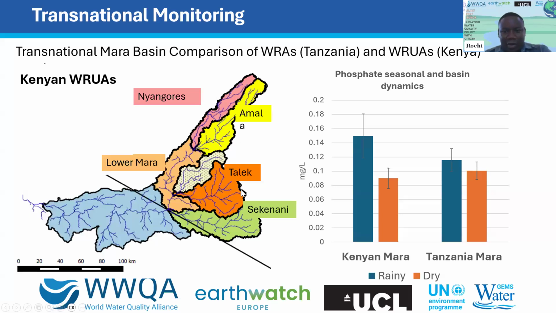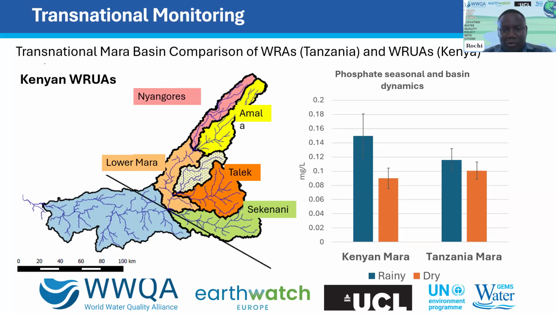So in transitional monitoring, we can now see the comparisons between the upper side and the lower side of Lake Victoria, the upside and the downside of the Mara River Basin. You can see the phosphate seasonality and the basin dynamics, for example on the Kenya side and the Tanzania side, in rainy and dry seasons.